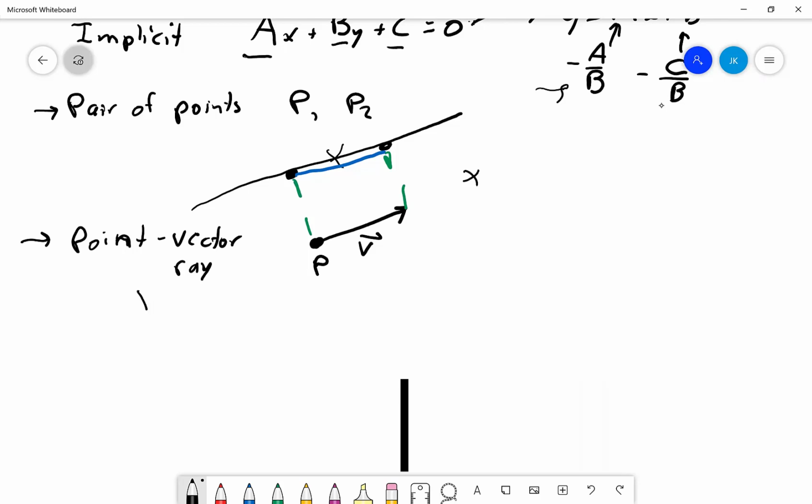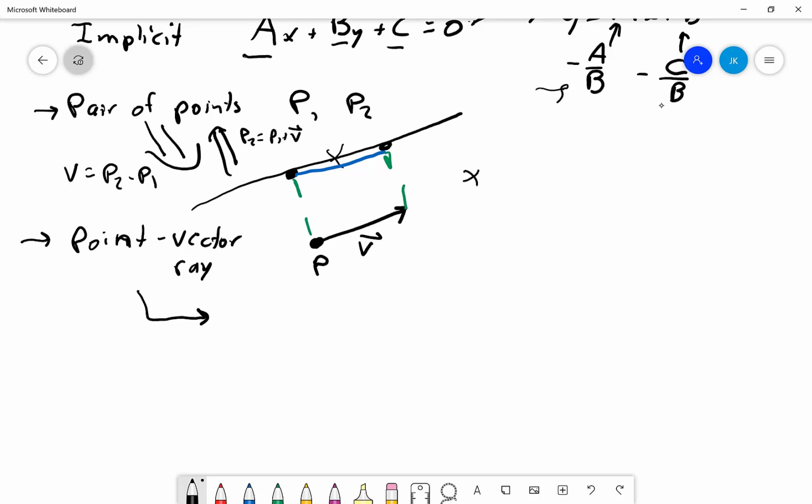Now, when you have this point vector representation, you can always transform a pair of points into a point vector representation by just setting V equal to P2 minus P1. That's a very simple approach. Likewise, you can go the other way by just saying P2 equals P1 plus V. So you can always convert between those very simply.